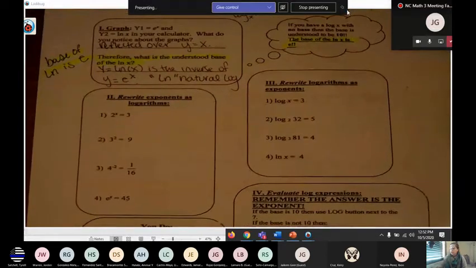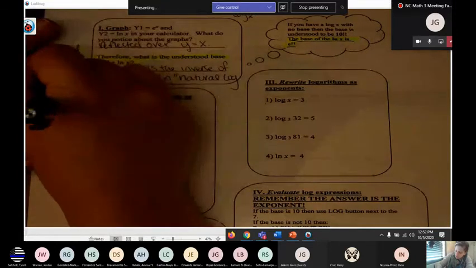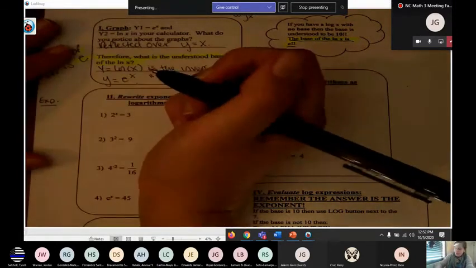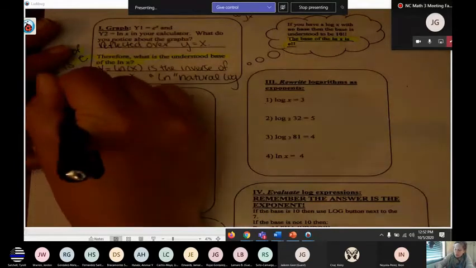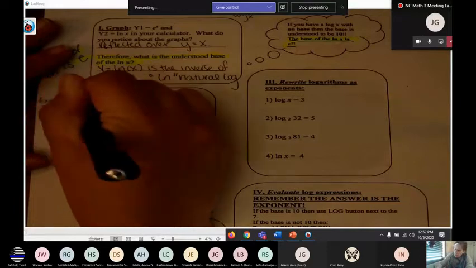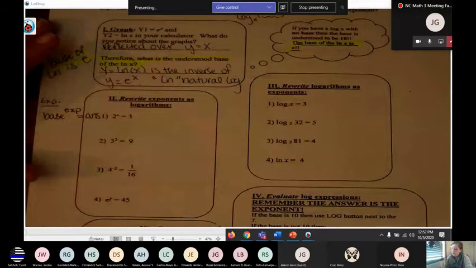All right, in part 2, we're going to talk about rewriting exponents as logarithms. Exponents and logarithms kind of have the same ingredients, but they're mixed together in different ways. An exponential function is going to be written like this. We're going to have a base and an exponent equals some sort of answer. Okay, that's how an exponential function is written.